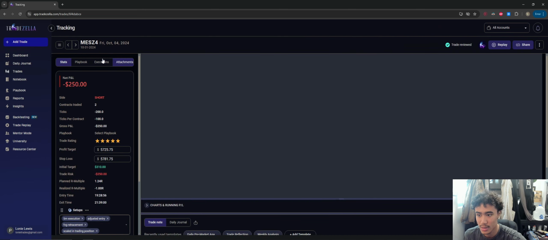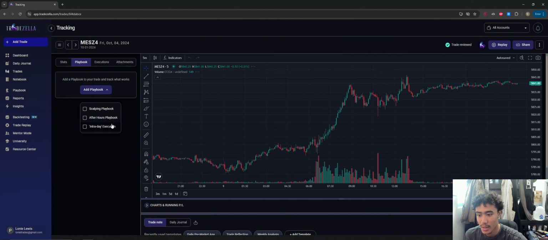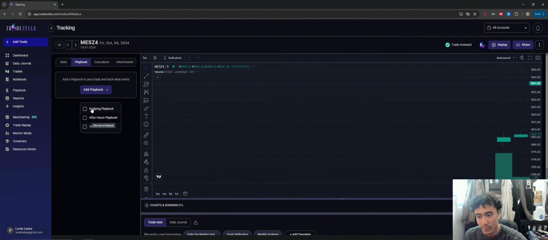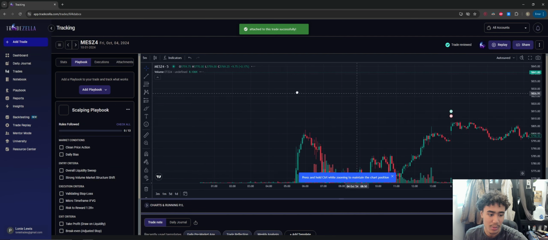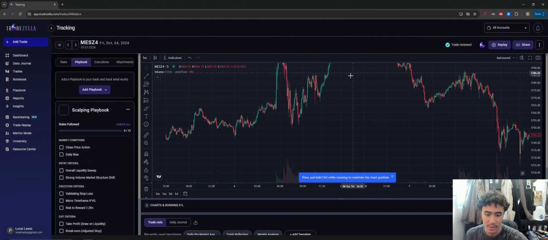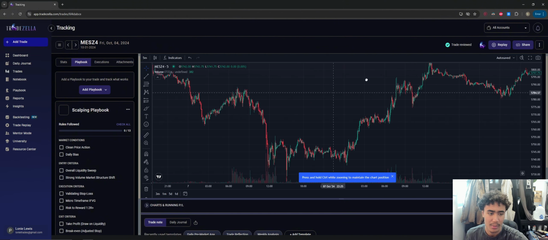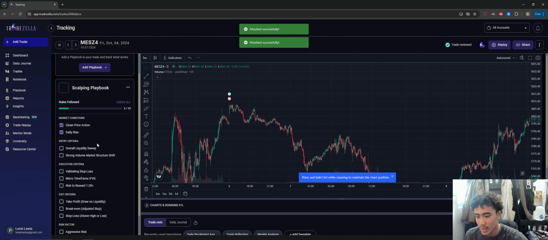So if we go to this loss right here, go to playbook, add my scalping, intraday and after hours. For this one, we'll use our brand new scalping playbook. Did we have clean price action? This isn't our exact entry, I don't know why it's messed up. But did we have clean price action? Say yes. Daily bias, yes. Did we have an overall liquidity sweep? Let's say yes.